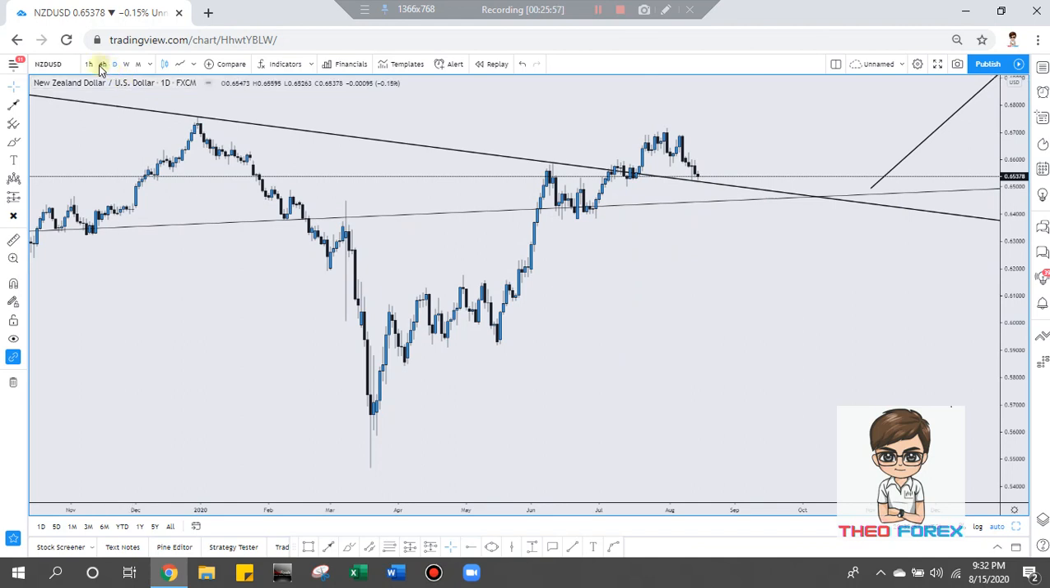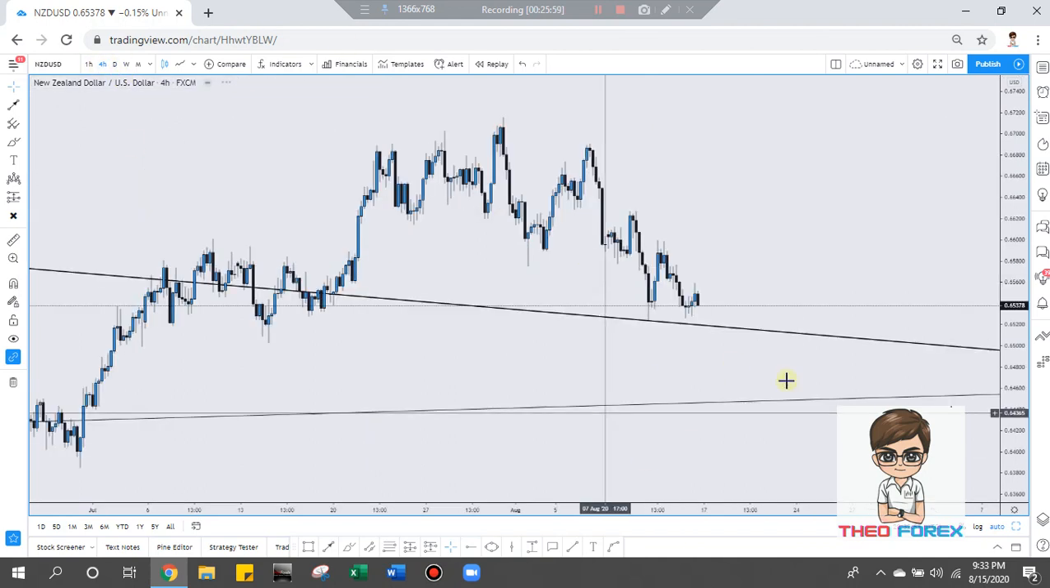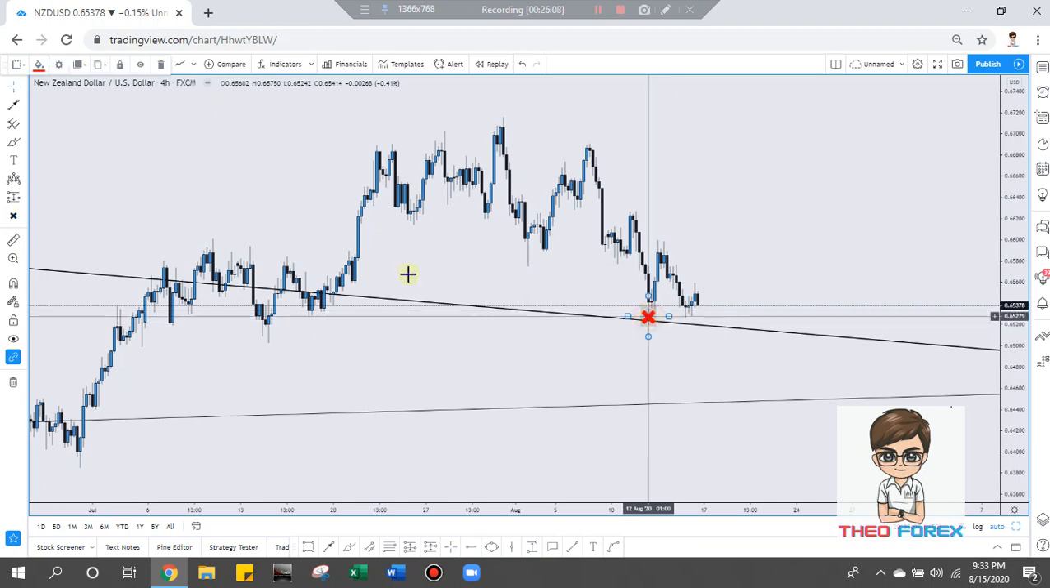So they go to the 4-hour time frame. They look for chart patterns. Now they have a double bottom right here. So they will just wait for price to close above the neckline of the double bottom, which is here. This is the double bottom.